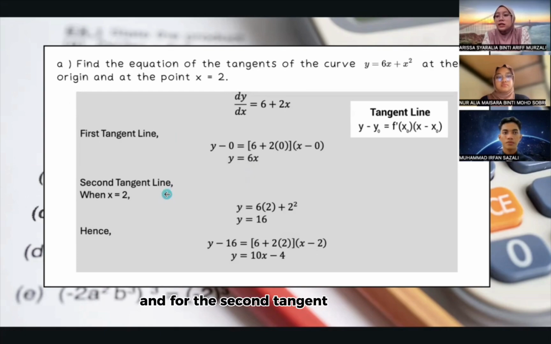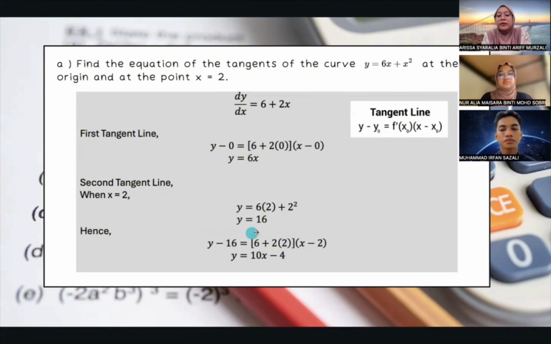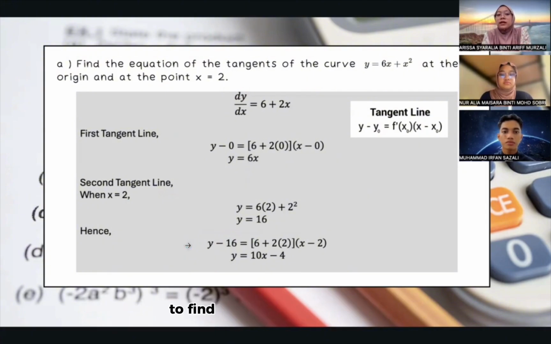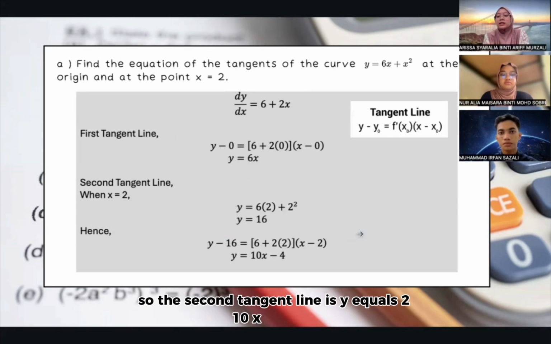And for the second tangent line, we get the point x equals 2. We need to find the y value first. So we just substitute into the curve formula and we will get y equals 16. And after finding out the coordinate (2, 16), we just put it inside the formula of the tangent line to find the second tangent line. So the second tangent line is y equals 10x minus 4.